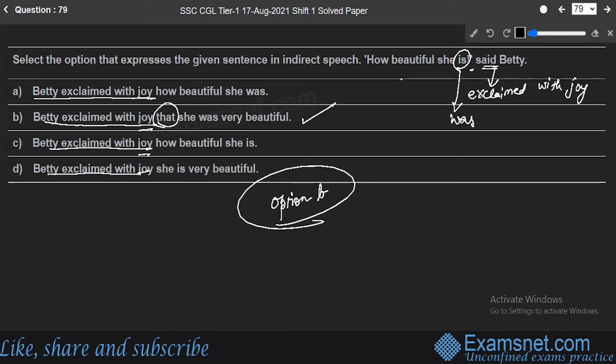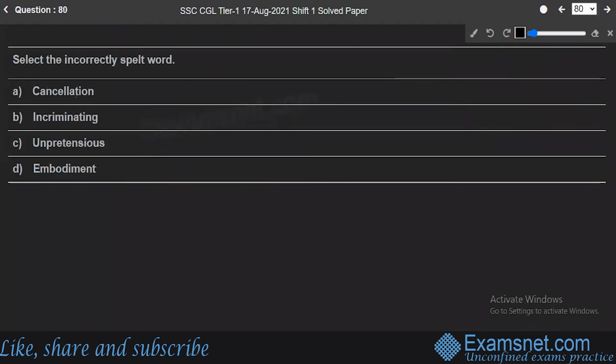So let's move to the next question, number 80. You have to select the incorrectly spelled word, and the given set of words are cancellation, incriminating, unpretentious, embodiment. Which one is incorrectly spelled over here? Yes, it is option C, unpretentious. This is incorrectly spelled. This is the correct spelling for this word.